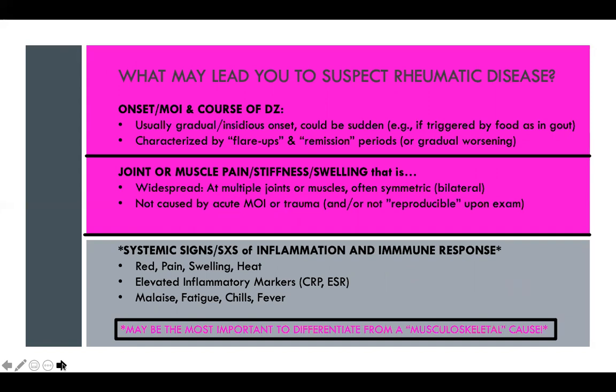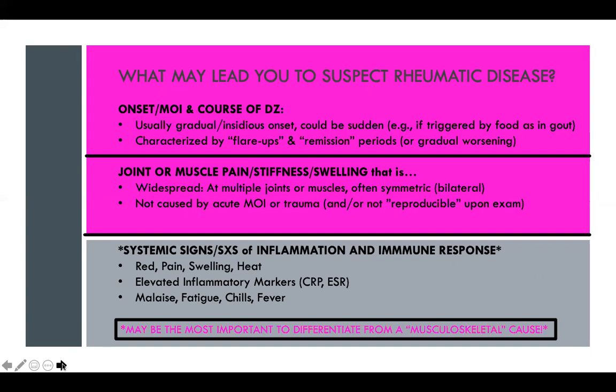Again, these are some of the keys as we're trying to screen for these disorders and differentiate them from musculoskeletal conditions. So the onset is usually gradual and insidious because of the progressive nature and because of the immune response that's mounted. You could have an acute incidence if you have certain disorders. So a food trigger, such as gout, could induce kind of an acute flare-up of this disorder. And our joint or muscle pain that we might see is often widespread.